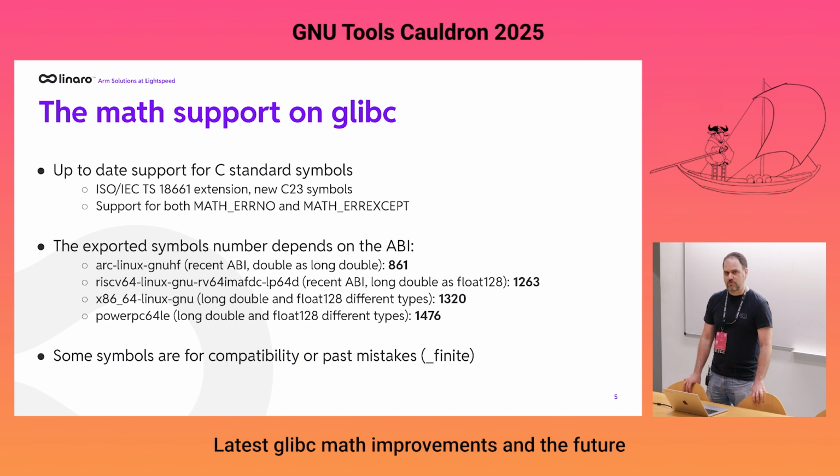But the newest one is where they try to use float128 as the default ABI because it's simple and it's supported by the hardware. And a lot of the symbols are due to past mistakes that we made, meaning we are required to support them for compatibility reasons. And there is more later on why we need to do this and why this was a mistake.